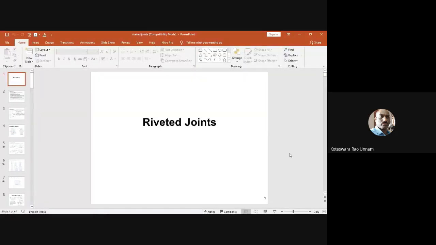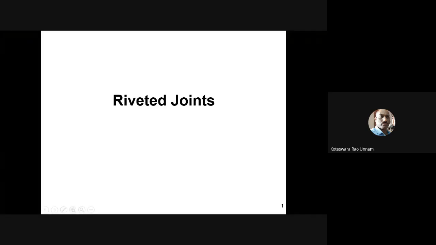So what are riveted joints, and we'll see what the different types of joints are. Then how you can find the efficiency of a riveted joint. Then we'll see when a riveted joint is subjected to some eccentric loading, how we can design it, how we can find the diameter of the rivets required for that eccentric loading. So basically we'll discuss all these things in our riveted joints.